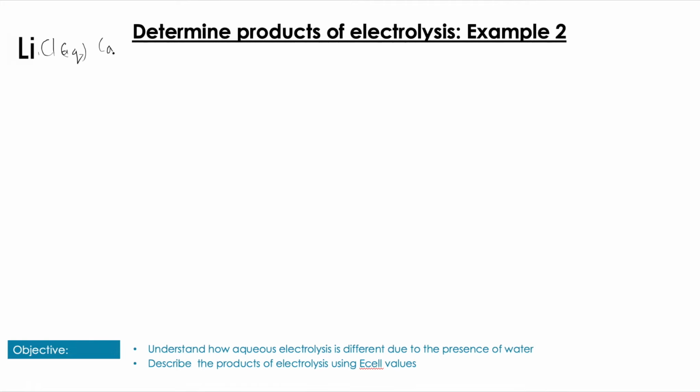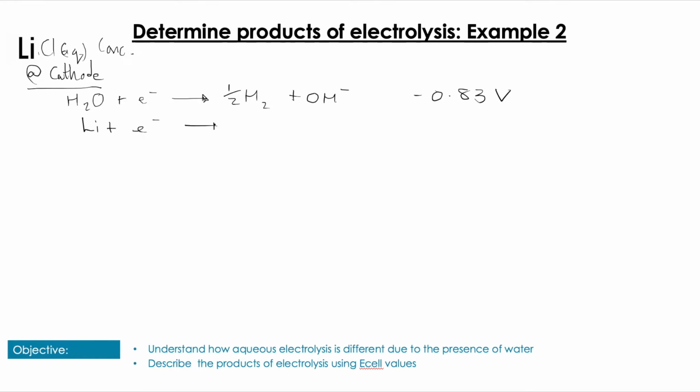Okay, let's have a look at another example. So we're going to use lithium chloride, and we're going to use a concentrated solution. So at the cathode, remember, we're going to have reduction at the cathode, and we're going to have our reduction of water, as we always will in electrolysis of aqueous solutions, which has a value of minus 0.83 volts, and we have the reduction of lithium equation, which has a value of minus 3.04. So just as before, this value is less than that of the water going from left to right, and therefore water is going to be reduced and water will be electrolyzed at the electrode.